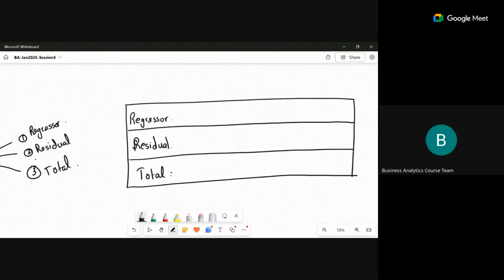The first variance, let's take the last one, is the total variability. Given this data set, what is the total variability in the data set? That is what total is. This is nothing but total variability in the data. Right? So that is going to be the bottommost row.